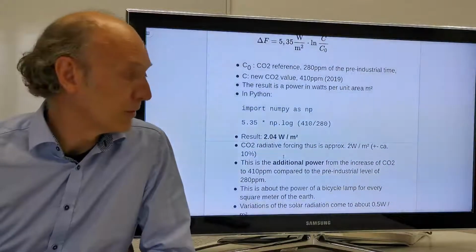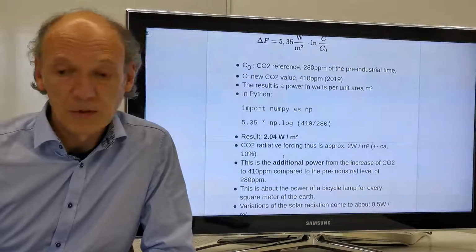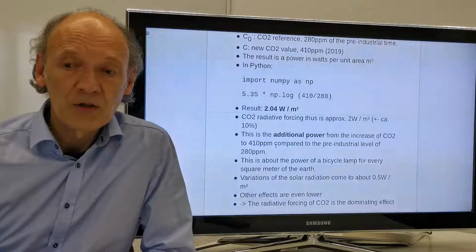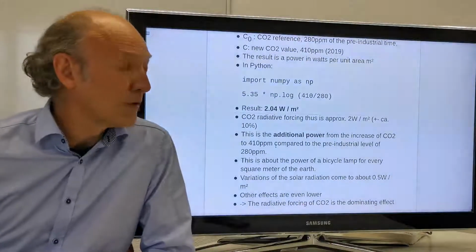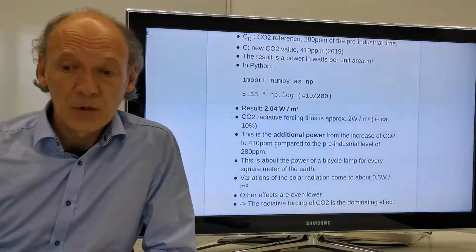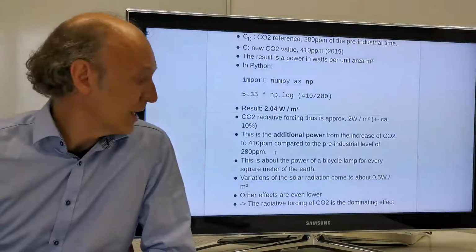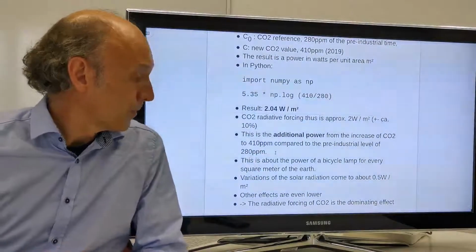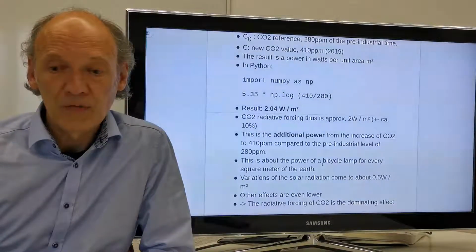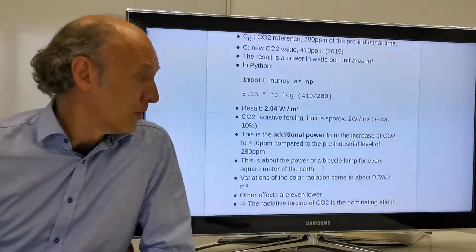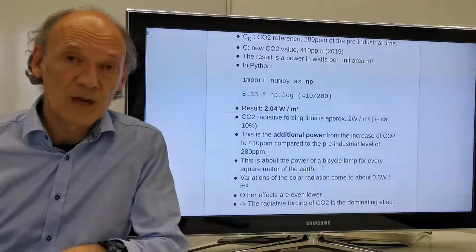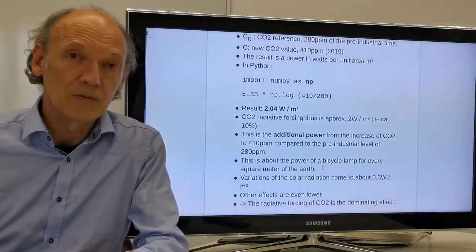Say plus minus 10%. That's actually more accurate than we needed for our estimation. So this is now the additional power from the increase of the CO2 to 410 parts per million compared to the pre-industrial level of 280 parts per million. To compare, this is about the power of a bicycle lamp for every square meter of Earth. A bicycle lamp doesn't sound like much, but we have to take into account it's for every square meter of the entire Earth. So that adds up to a lot.